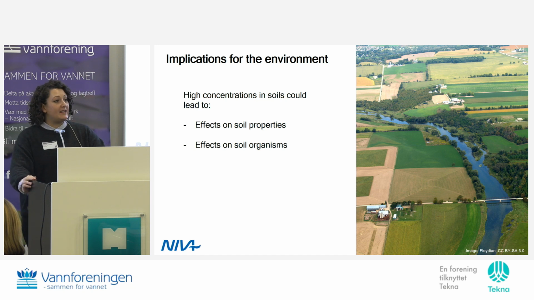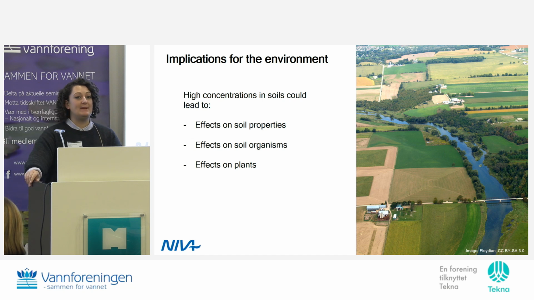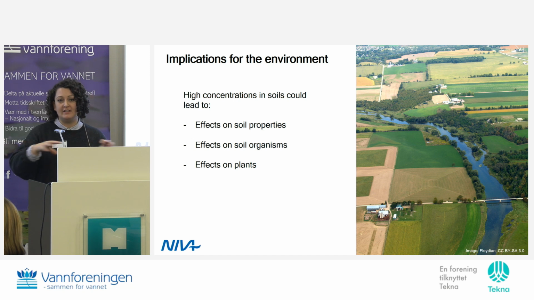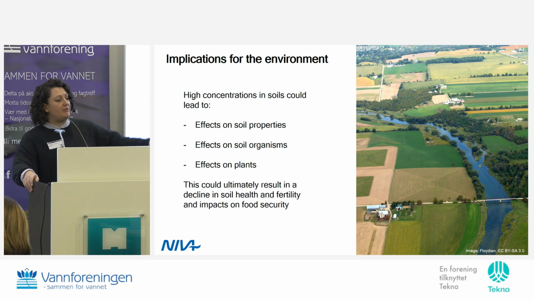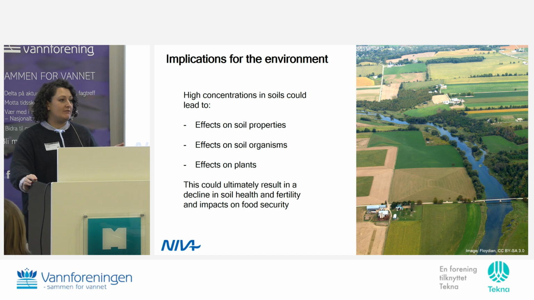There's also likely to be effects on soil organisms, so insects living in the soils, also the microorganism communities and their functions, and also then likely to be knock-on effects on plants related to how their roots can grow in this altered soil structure, but then also leading on to plant production, so what is the actual mass of plants that can be produced from agricultural environments. And if we look very far into the future, if we get to these high concentrations, this could ultimately result in a decline in soil health and fertility, and then impact upon food security.